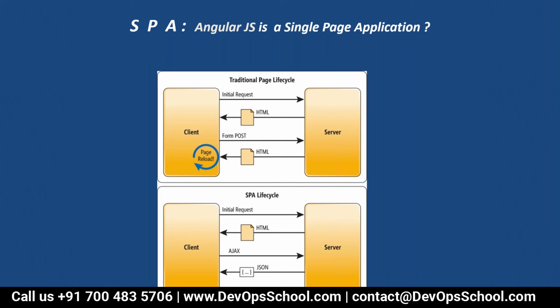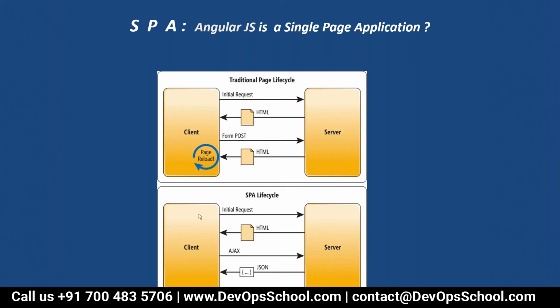So this is the comparison between the traditional approach and the single page approach. Initial request is the same. Server responds with some HTML. Then for subsequent requests, those will be synchronous requests, and as a response, a new HTML page will be sent where the data is already embedded. So it will call for a page reload.